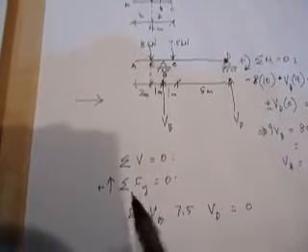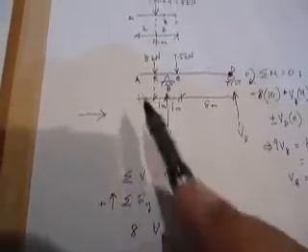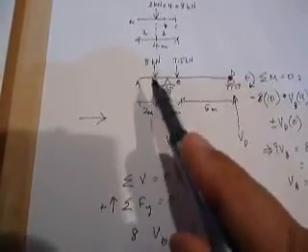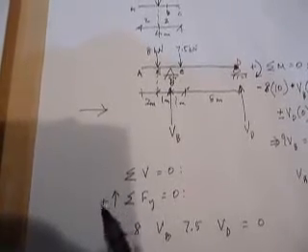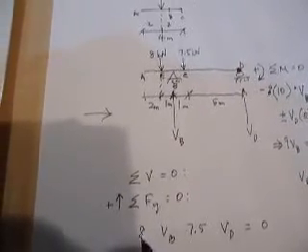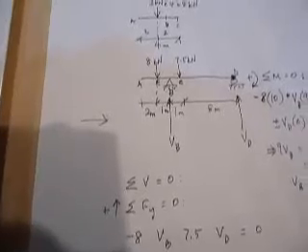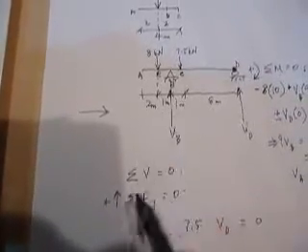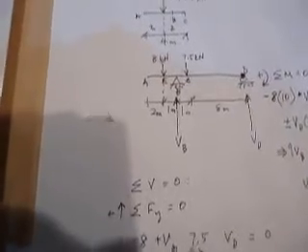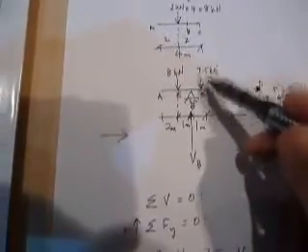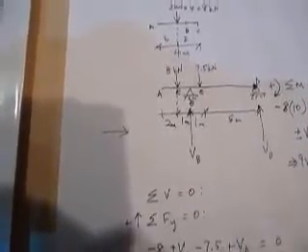So now we need to put in the plus and minus. So 8 kilonewton is going down. We have a sign here which says that any force going up is positive. So this 8 kilonewton is actually negative. VB is going up, so that means it is positive. 7.5 is going down, so that means it's negative. VD is going up, that means it's positive.